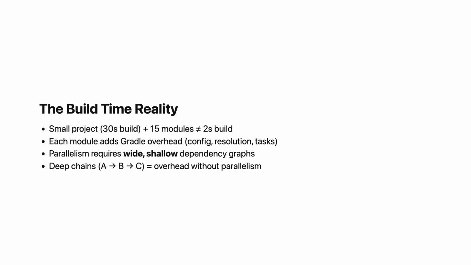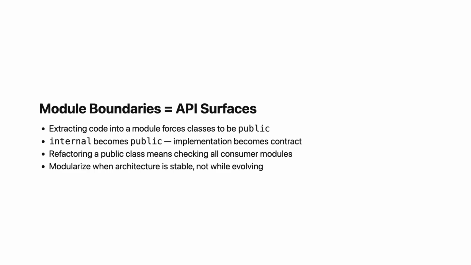Here is the first cost nobody warns you about. When you extract code into a separate module, you are creating an API surface. Every class, function, and interface that other modules need to access must be public. In a single module app, you can use internal freely. You can refactor anything without worrying about consumers. Once you have modules, refactoring a public class means checking every module that depends on it. Internal becomes public. Implementation details become API contracts, and API contracts are hard to change.